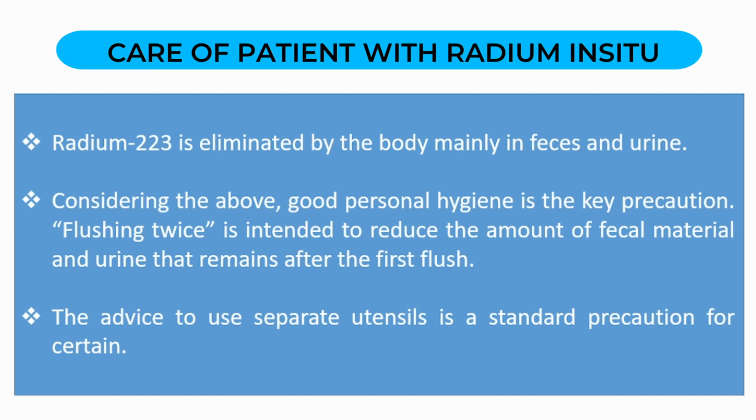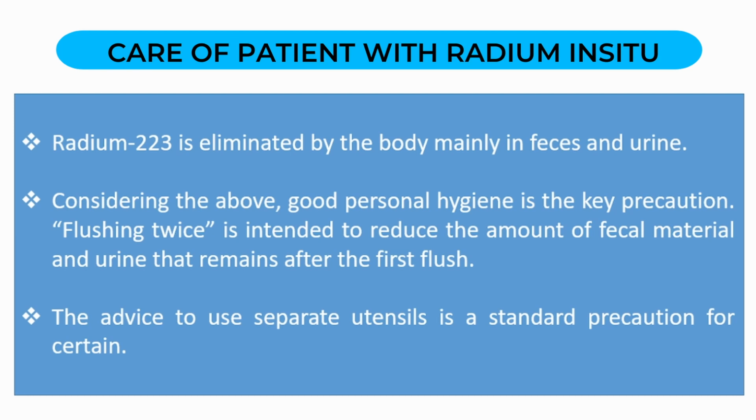So considering the above, good personal hygiene is the key precaution. Flushing twice is intended to reduce the amount of fecal material and urine that remains after the first flush. So when someone is having radium in situ, this is a person who is producing radiation. So he or she needs an isolation room or a specific room where the treatment will take place. That is a special room where unnecessary or undesignated people are not supposed to enter, because they can be exposed to radiation.